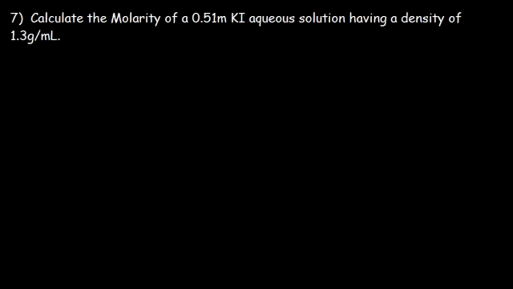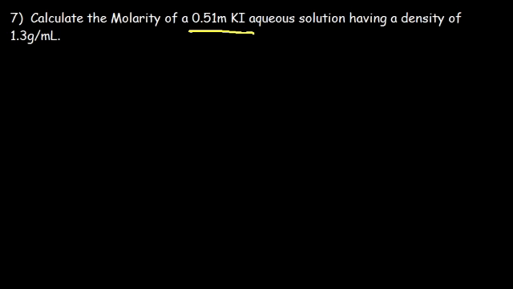So let's work on number 7. Calculate the molarity of a 0.51 molal KI aqueous solution having a density of 1.3 grams per milliliter. So to find molarity, we need to get the moles of solute and divide it by the liters of solution. So let's break down the word molality. Molality is the moles of solute per kilograms of solvent.